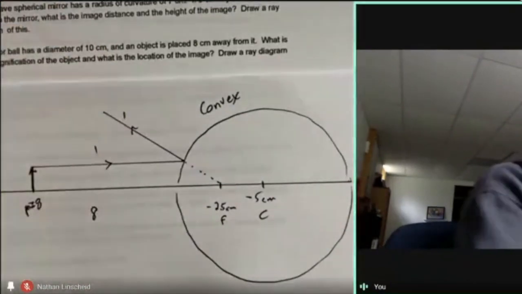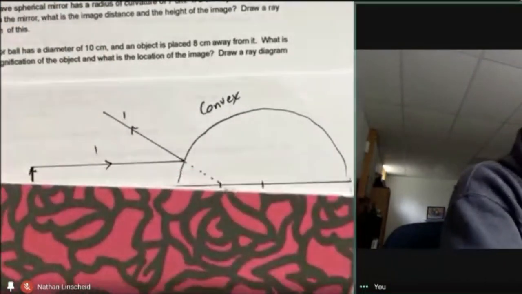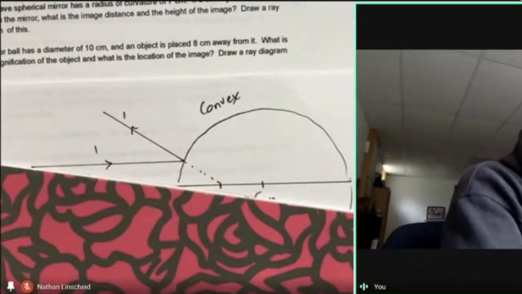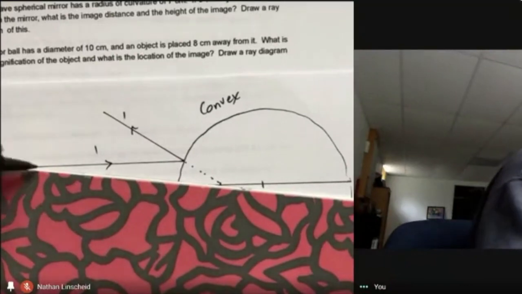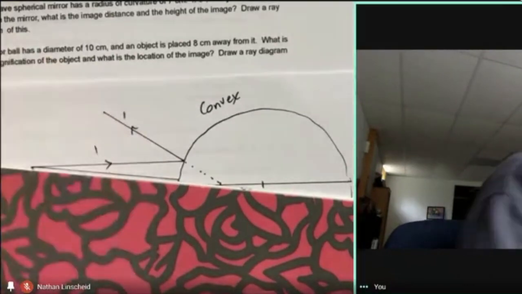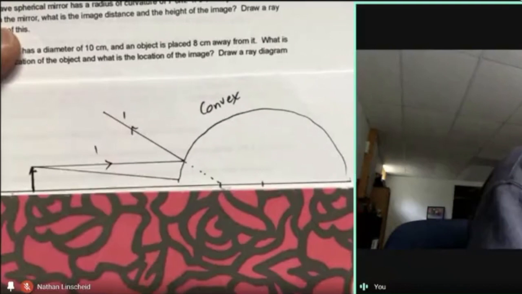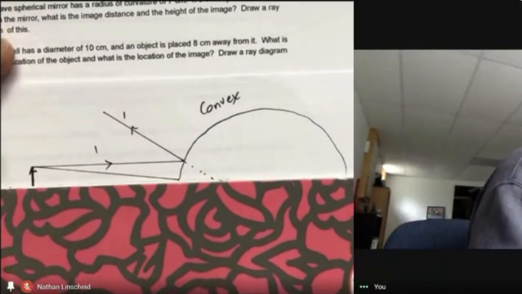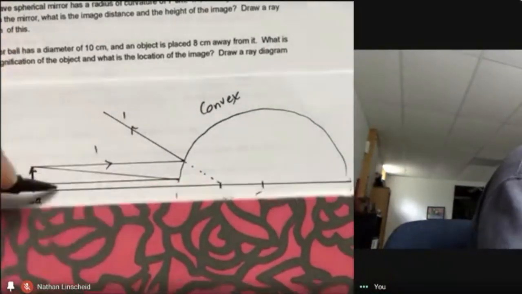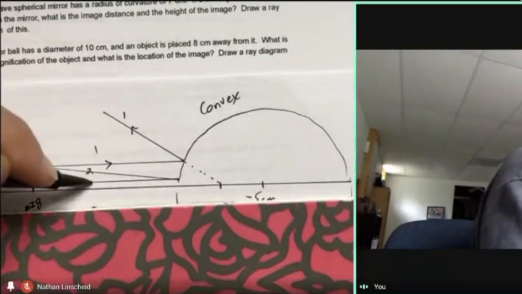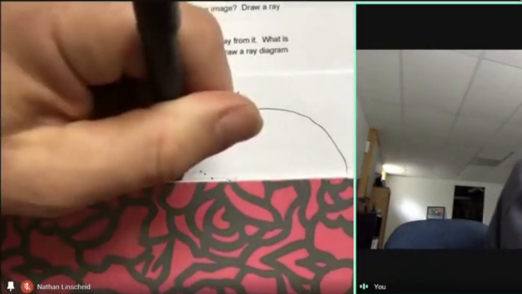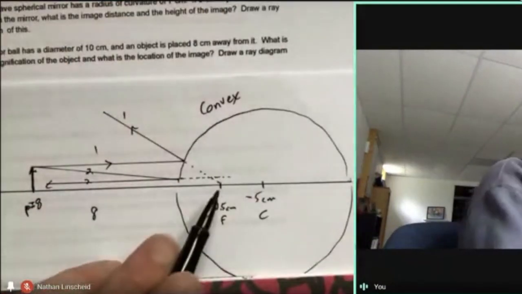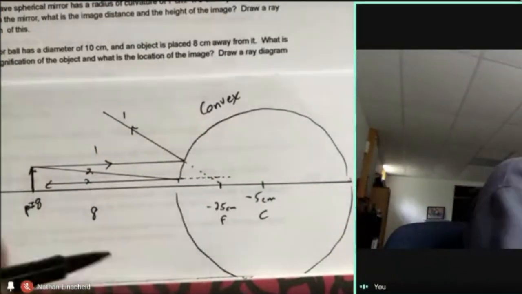The second ray that I draw, we're going to draw it as if it's going to go straight to the focal point. But again, it's blocked by the mirror, and that's going to bounce off parallel. So this is ray number 2. Okay, now I'm going to dot that line backwards as if that's where it's coming from. And again, where those 2 rays cross, that's where my image is going to be.